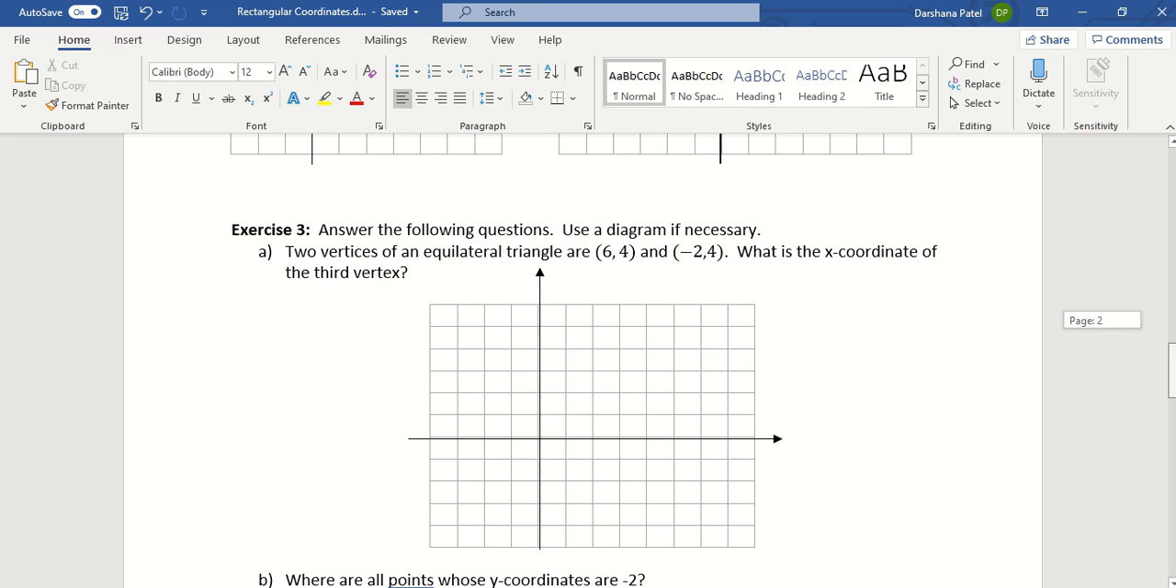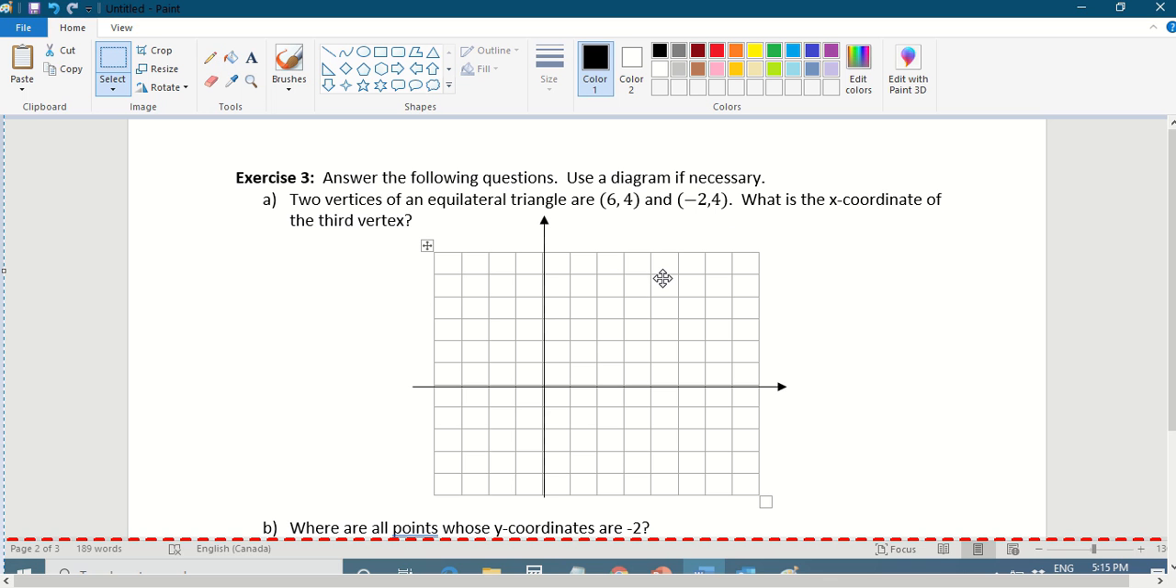Use the diagram if necessary. Two vertices of an equilateral triangle. An equilateral triangle is the one which has all equal sides. So 6 here, 3, 3, 6, and 4. So that's this point right here. And negative 2, 4, that's the point here.